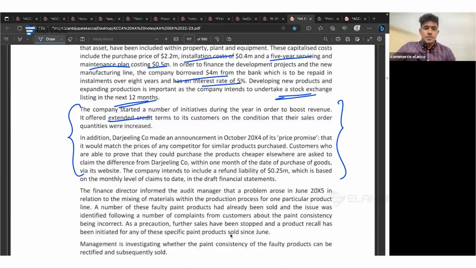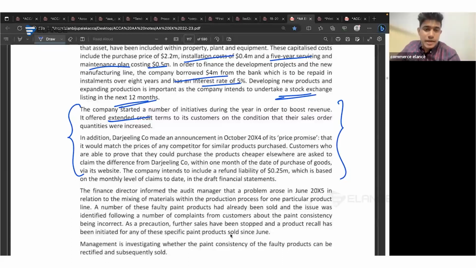And the response is very simple. What we can do? We need to discuss with the management about the rationale on the basis of which they have taken the refund liability of 0.25 million. Consider whether it is reasonable and in accordance with standards. Is that clear? Yes. Fine. What will be the related risk?